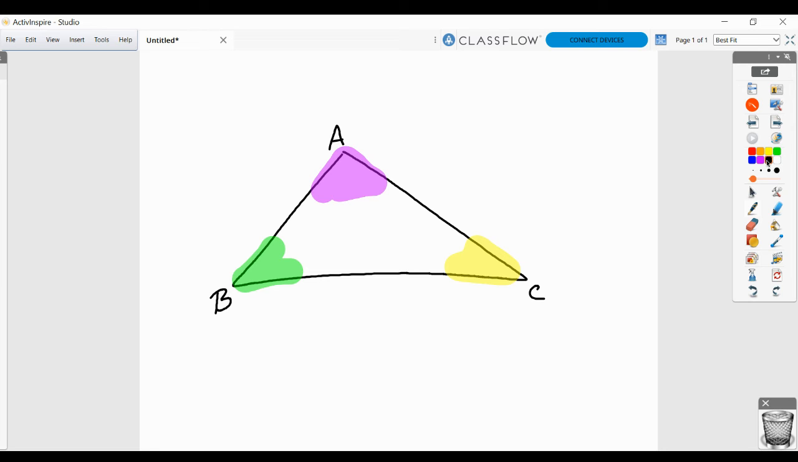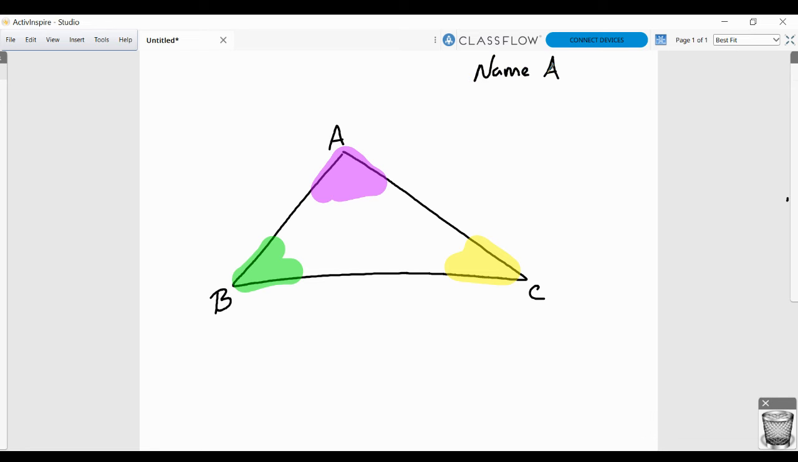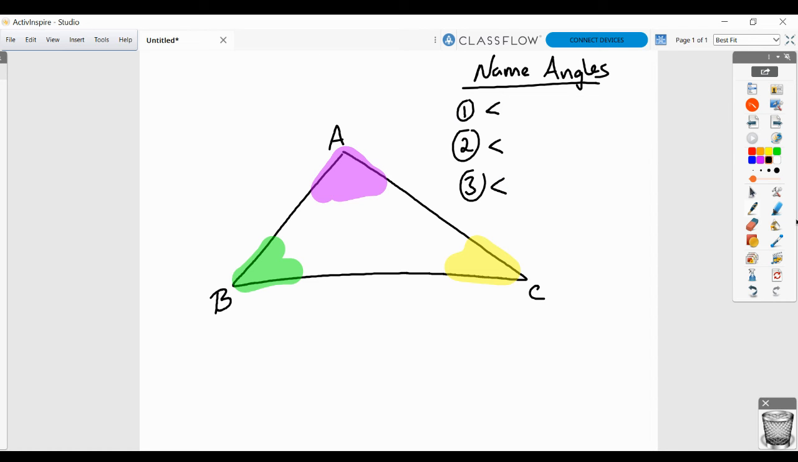And there's a couple of ways that we can name angles. Right? There's really three ways. Now all of them start the exact same way. We'll start with using this little symbol, which really just means angle.